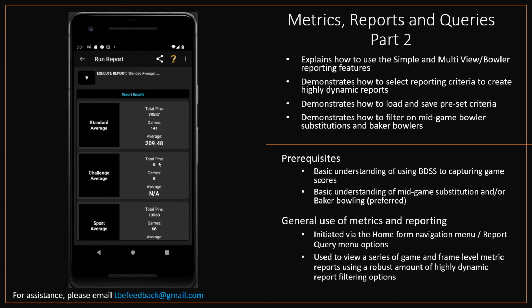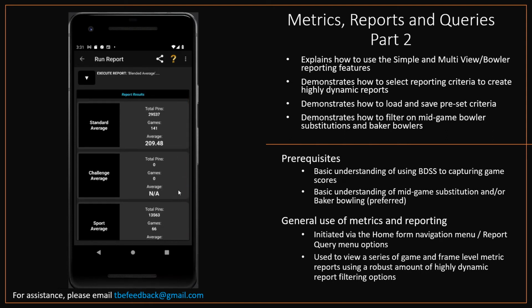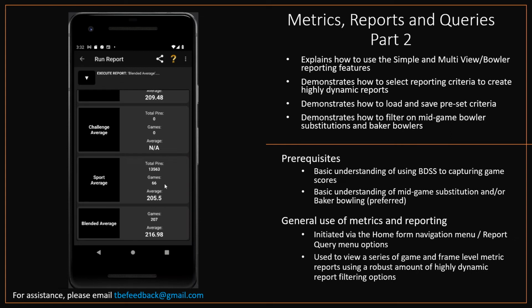Blended averages will show a bowler's average across three different shot types, as well as a calculated blended average, which will use the USBC conversion charts to convert the sports and challenge average to a standard average. Then combine with the bowler's standard average to compute an overall blended average. So in this example, you can see Steve has a pure standard shot average of 209.48. He does not bowl in any challenge leagues, and he has a sports average of 205.5. When I scroll down to the bottom, Steve has a blended average of 216.98. This is a combination of all shot types converted to the standard average.